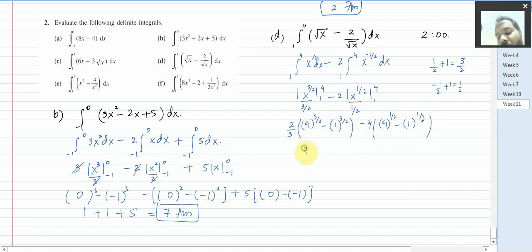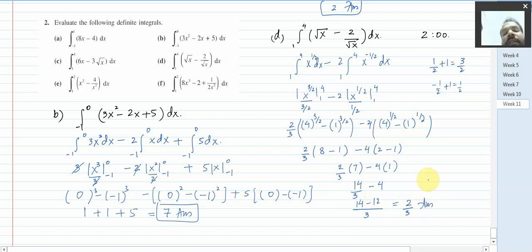So 2 upon 3 as it is. 4 is what? 4 is 2 square, so that will be 8 minus 1 minus 4. 4 to the power 1 upon 2, it will be 2 minus 1. So 2 over 3, 8 minus 1 is 7, minus 4 times (2 minus 1), it's 1. 2 sevens are 14 over 3 minus 4. If you take LCM, that will be 3. So 14 minus 4, 3s are 12. That leads to 2 divided by 3, and that is your answer.